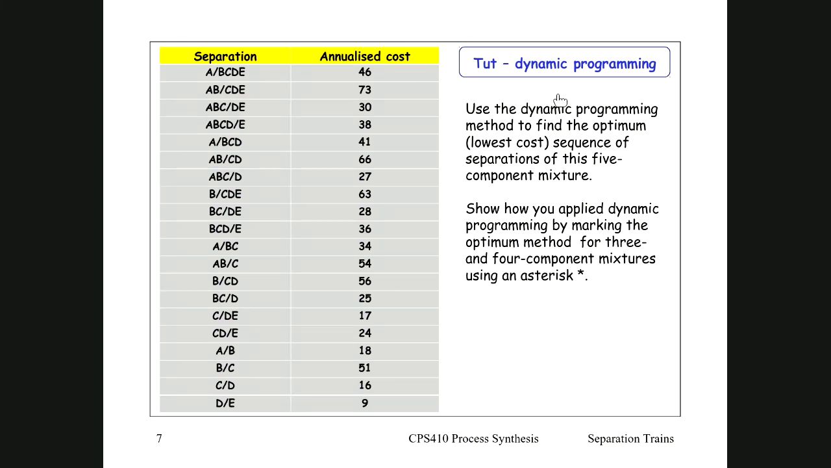Okay, so all that's left for this lecture is to do the stat. So here is a 5-component mixture, and these are all the possible separations that you might need to do, and the annualized cost of those 5 separations. So it's exactly the same as in the exam of last year, except that in the exam of last year I have 2 annualized costs, one with a low interest rate and one with a high interest rate. So you've got to do this dynamic programming method twice.